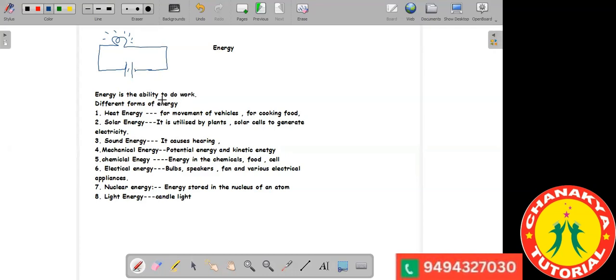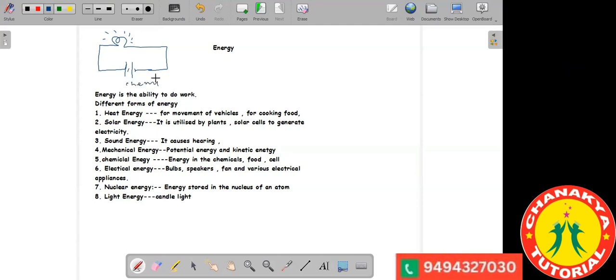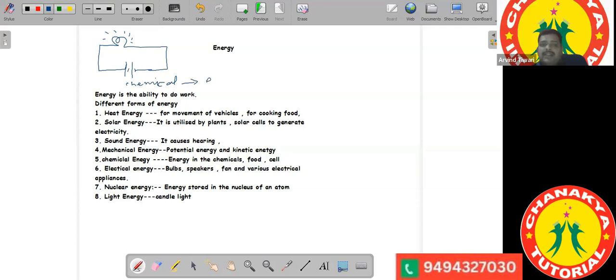Yes, sir. First, there's chemical energy here. Okay, so this cell has the chemical energy, right? And then it's being transferred from the wire to the bulb, which gives us light. So maybe it has electrical energy. So first, from the chemical energy, it is getting converted to electrical energy.